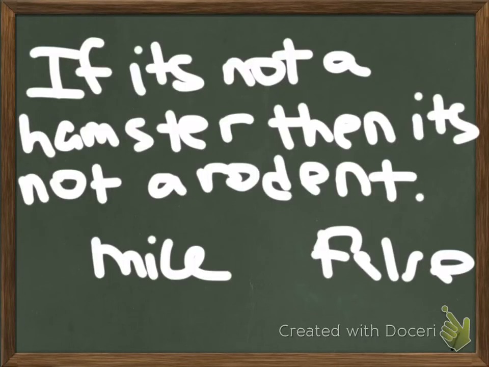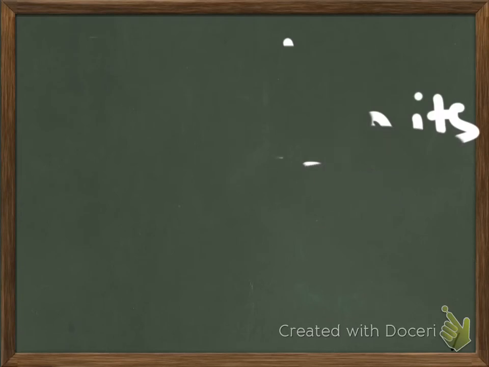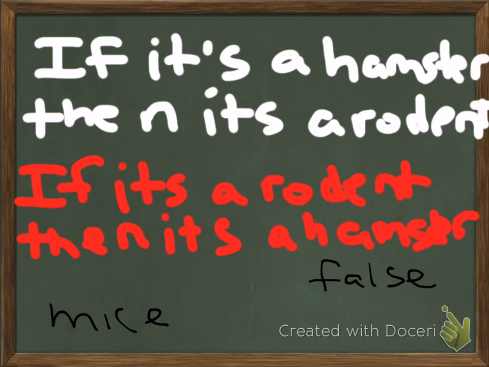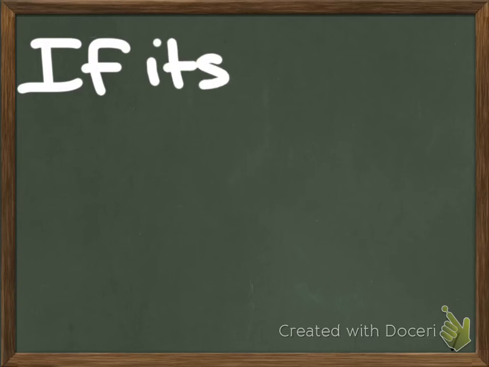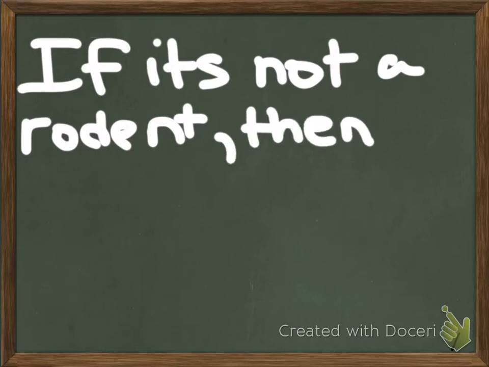Then we have one more type of statement. That's the contrapositive. And that's negating the hypothesis and conclusion and flipping them. So if we go back to our original statement, if it's a hamster, then it's a rodent, we're going to say if it's not a rodent, so I'm flipping the hypothesis and conclusion and also putting nots. So if it's not a rodent, then it's not a hamster.